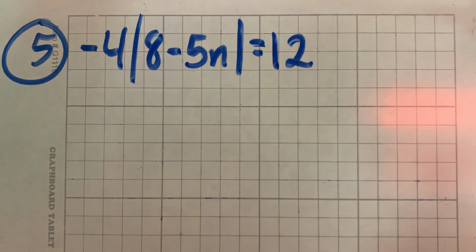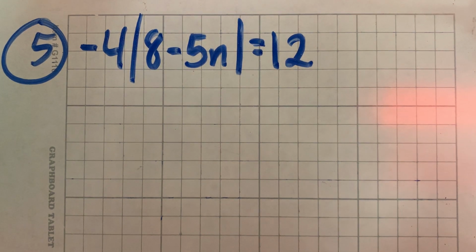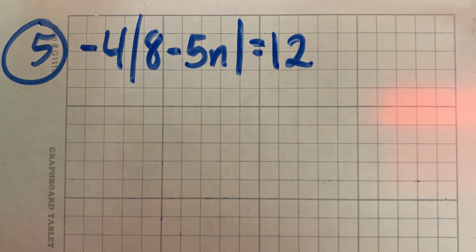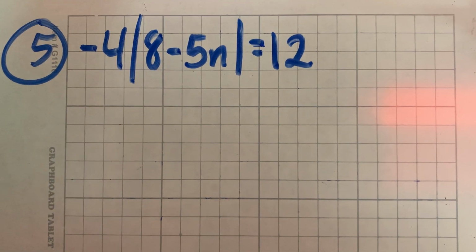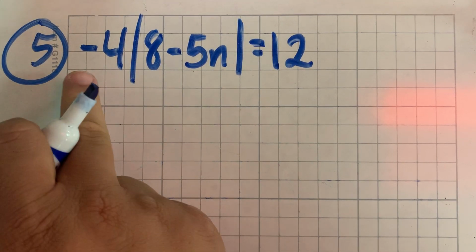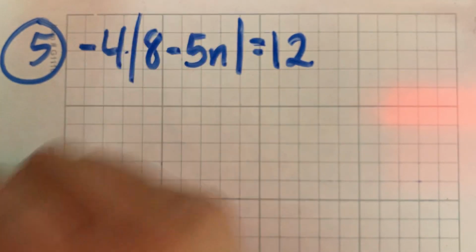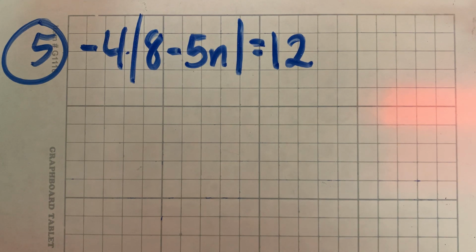Here's our next problem. Now, some people read these differently. Some people read it as -4, and then the absolute value of 8 minus 5n equals 12. Notice that between the -4 and the absolute value bar, there is no operation. What that is telling me is that this is not just -4 then the absolute value. This is -4 times the absolute value of 8 minus 5n is equal to 12.